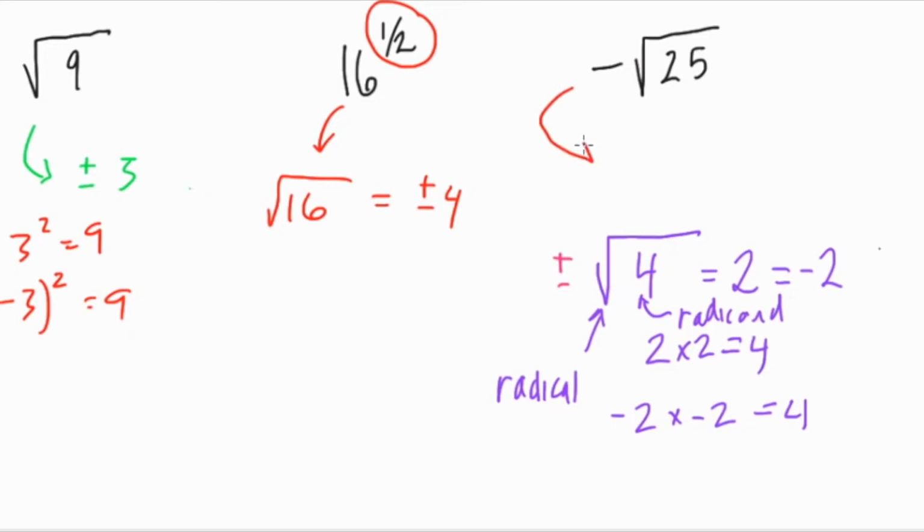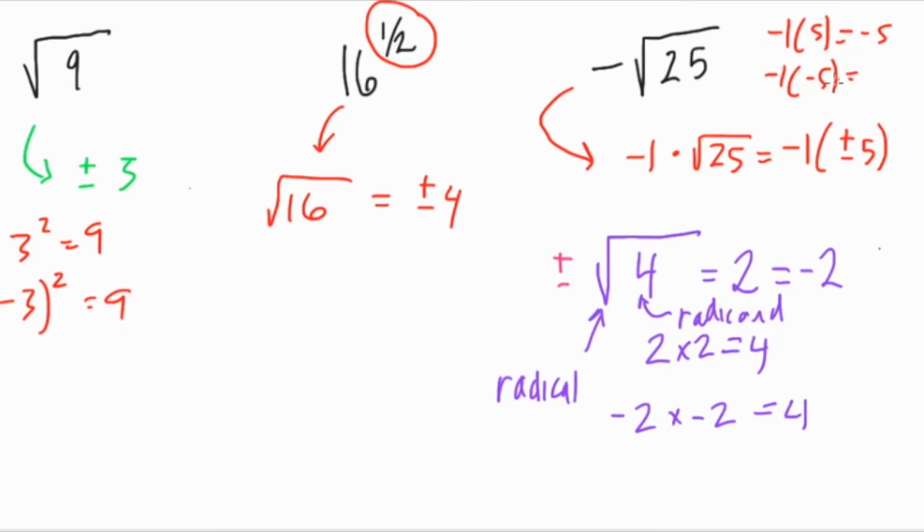Don't be confused in this one. Just because you have a negative sign out here doesn't mean we're looking only for the negative root, right? This means negative 1 times the square root of 25. And since the square root of 25 could be positive or negative 5, that means it's like negative 1 times plus or minus 5. What does that mean? Well, again, we can get negative 1 times 5, which is negative 5, and negative 1 times negative 5, which is just positive 5. So we can get both values.